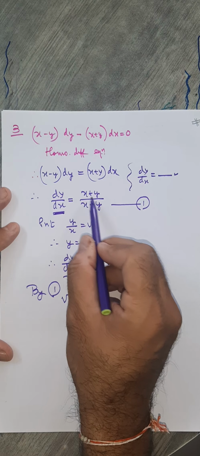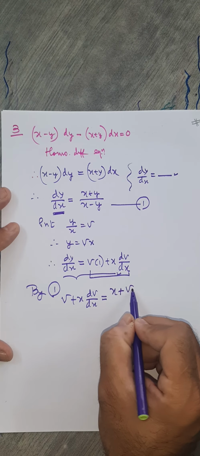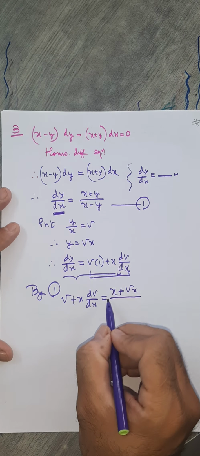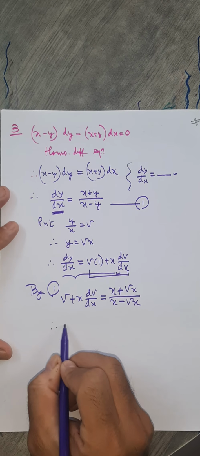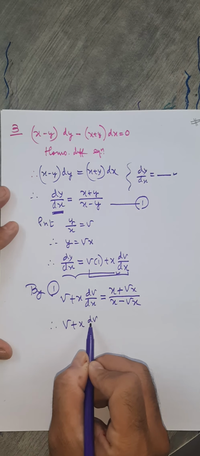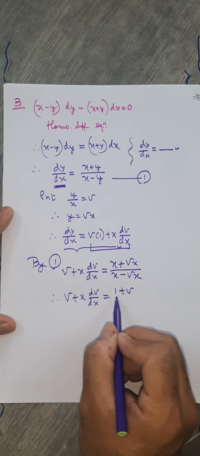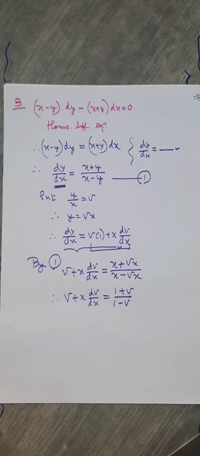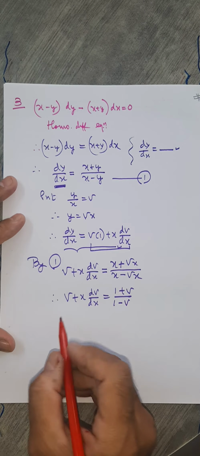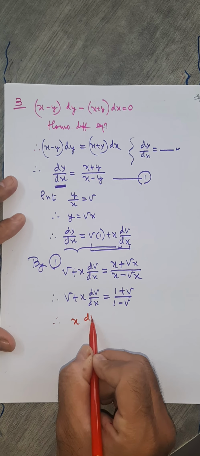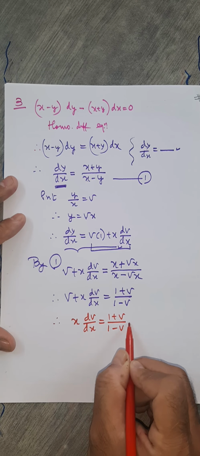What about the right hand side? x as it is, y you are going to place vx, upon x as it is. Therefore, v plus x dv by dx equals (1 plus v) upon (1 minus v). x will get cancelled, as we did earlier. Take x common, take v on the other side: x dv by dx equals (1 plus v) upon (1 minus v) minus v.